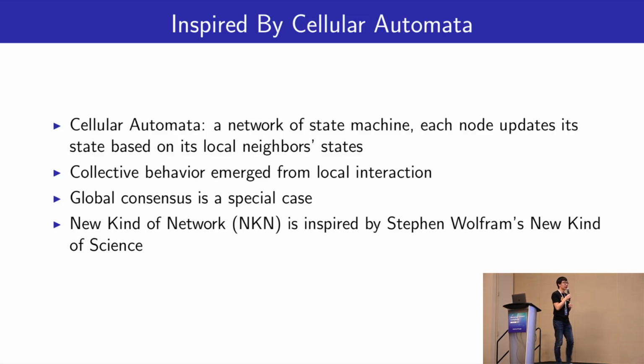Our consensus algorithm is actually inspired by Cellular Automata. Cellular Automata is a network of state machines where each node updates its own state based on its local neighbors' states and according to some predetermined rules. There are a bunch of stories to tell about CA, but we probably don't have time. But one interesting and important property of CA is that even though each node only gathers local information and has local interaction, global collective behavior emerges from those local interactions. And global consensus is a special case where all nodes end up with the same state.